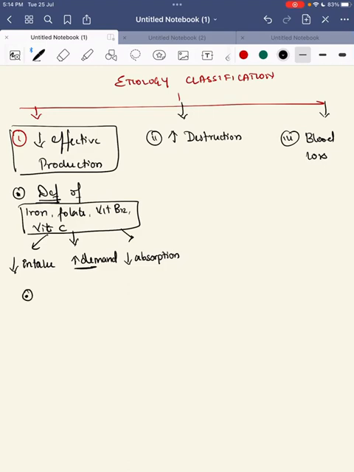Second can be due to bone marrow failure. I have written only one example for each of the categories. So in bone marrow failure, it can be a congenital red cell aplasia, for example, Diamond-Blackfan syndrome.